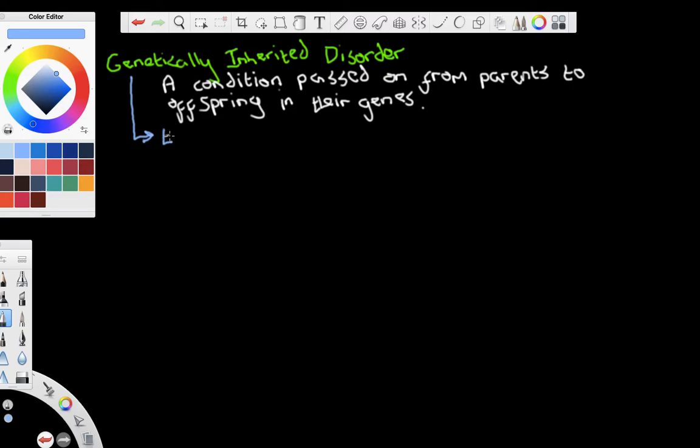for example, hemophilia. You don't need to know this, but hemophilia is an illness where your blood never clots. So if you get a tiny little cut, it will never scab over and you would bleed to death. So hemophilia is a very dangerous one.